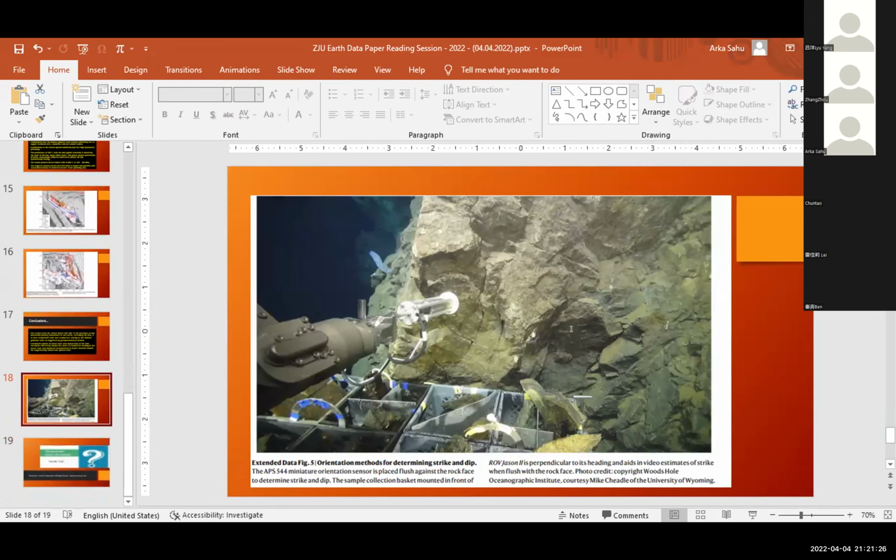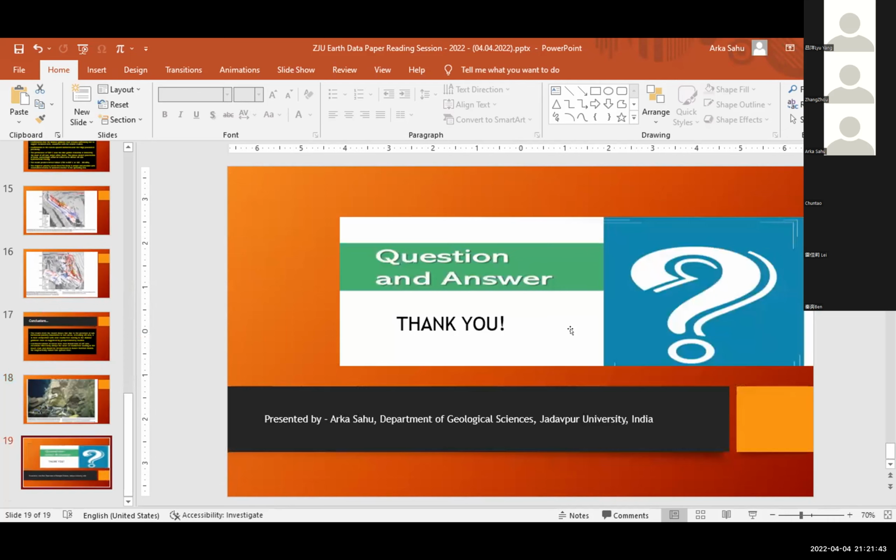This is just a snap that they've taken from the vehicle, and that is how it actually orients and scrapes up the samples from the sea floor below. So that is all about my talk today. So thank you.